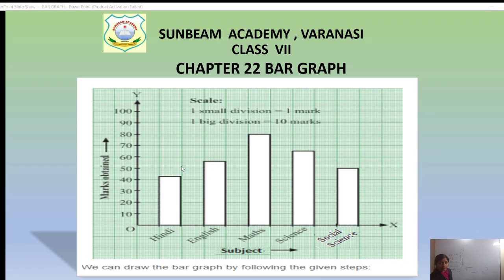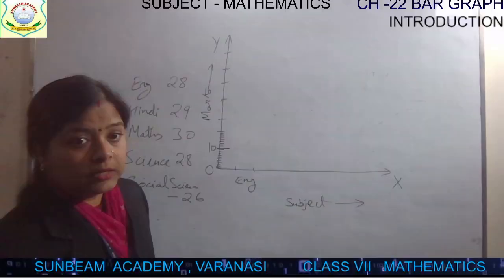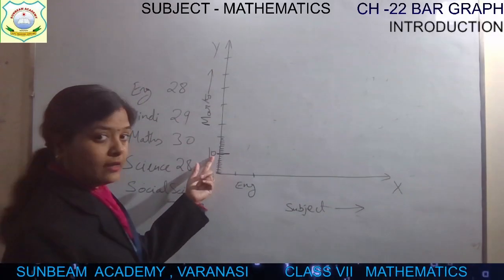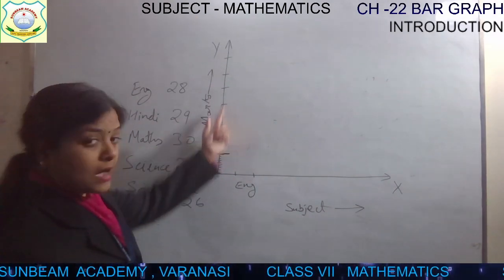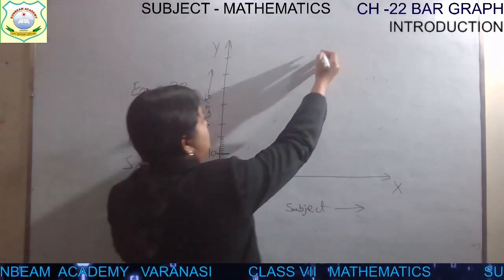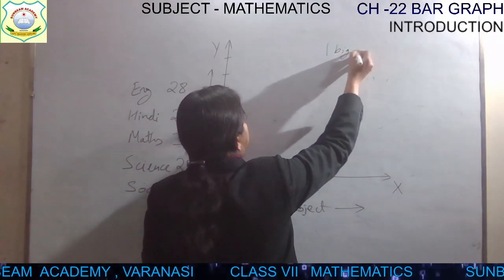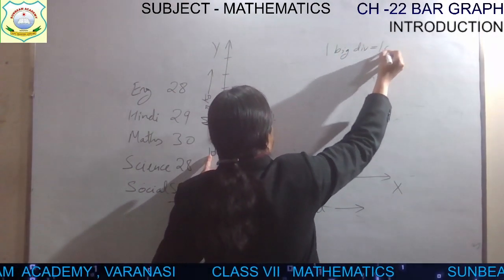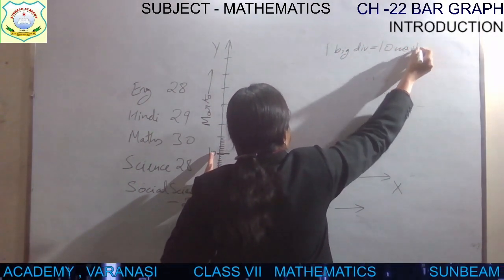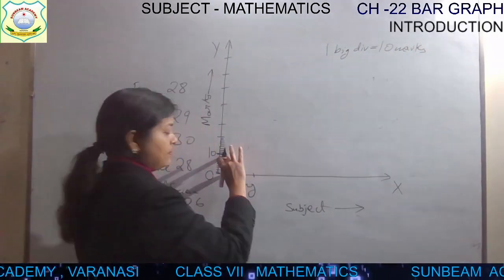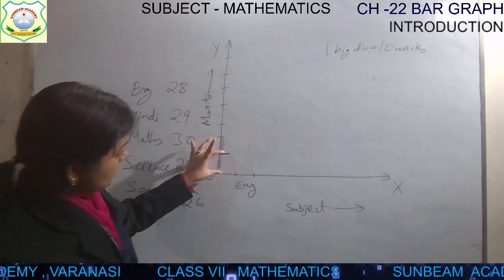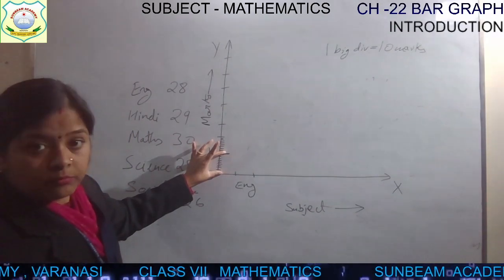Yes. See, if you look at this, children, 0 and then 10 and then 20 and then 30. So the value is plotted like this. One big division is equal to 10 marks. What is this? 10 means 10 marks. I am plotting marks here, so I am going to write: one big division is equal to 10 marks. One big division, ये big division है बेटा. One unit is called one big division.